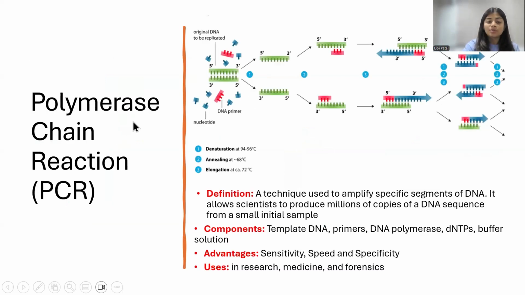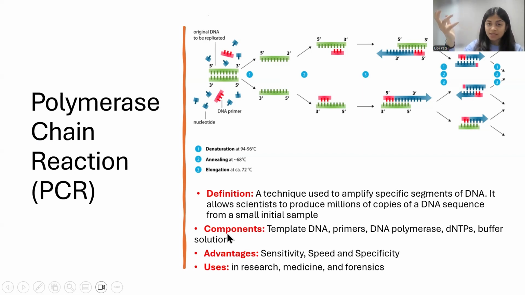PCR, as I mentioned, is polymerase chain reaction. If you see here, first the definition. It is a technique used to amplify or magnify specific segments of DNA. It allows scientists to produce millions of copies of a DNA sequence from a small initial sample.